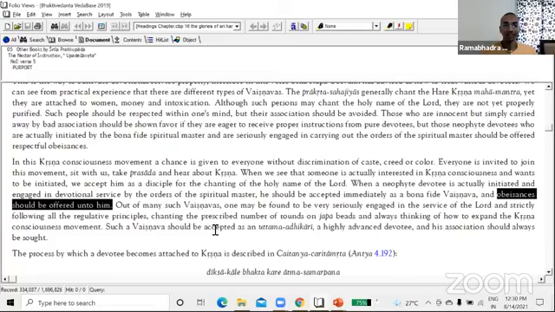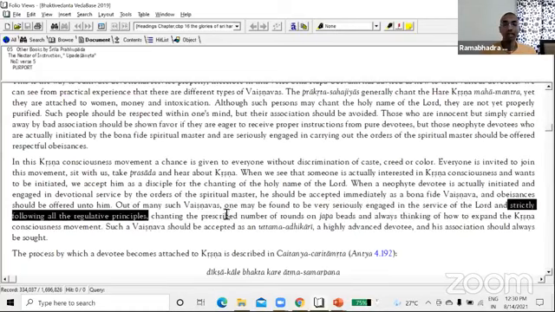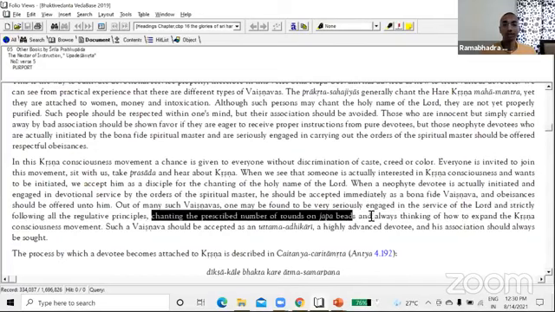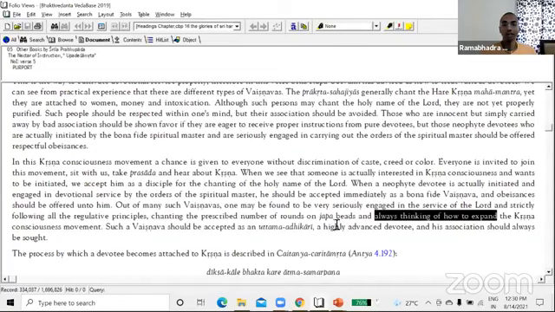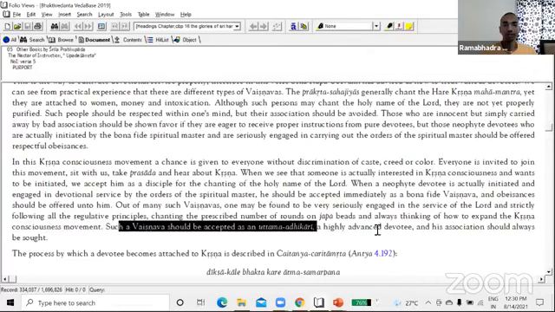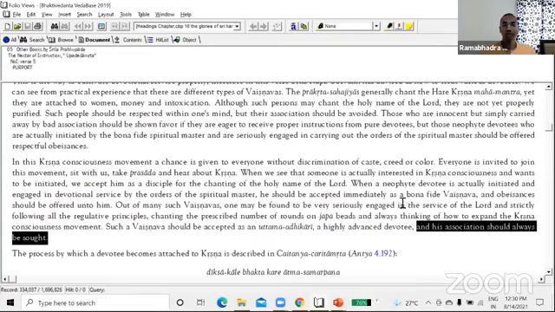Now he gives another higher understanding. Out of many such Vaishnavas, many bona fide Vaishnavas who are initiated, one may be found to be very seriously engaged in the service of the Lord, strictly following the regulative principles, chanting the prescribed number of rounds on japa beads, and always thinking of how to expand the Krishna conscious movement. Such a Vaishnava should be accepted as an Uttamadhikari, a highly advanced devotee. And his association should always be sought.